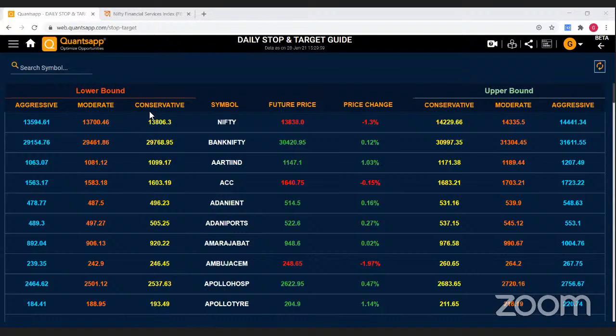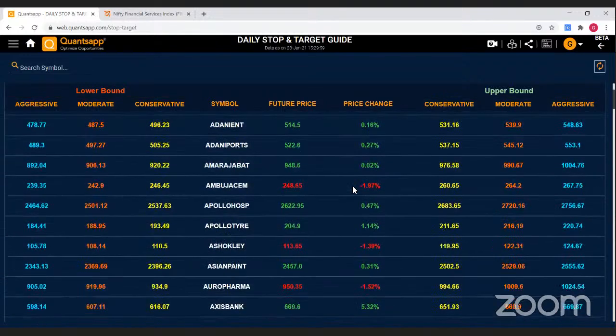First we have the conservative, moderate, and aggressive. On the upper side you have the conservative, moderate, and aggressive, and then this is for the lower side. You can see this is your future price, this is the price change, and if I want to see, based on the 1 day volatility, what could be my lower and upper bound, from here you can see your lower and upper bound based on the volatility for all the FNO stocks.